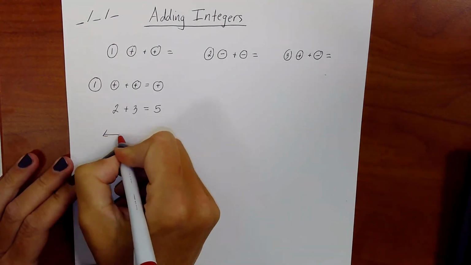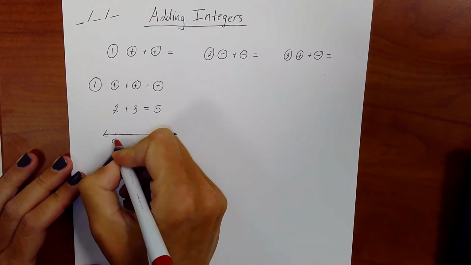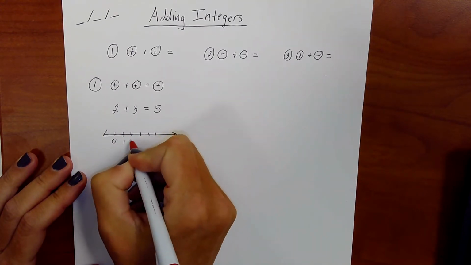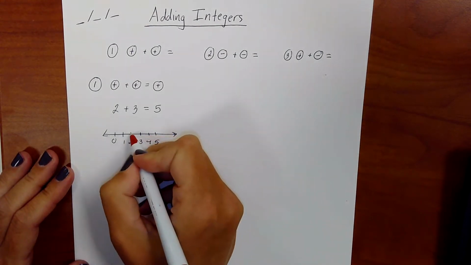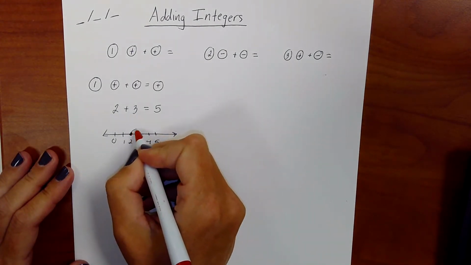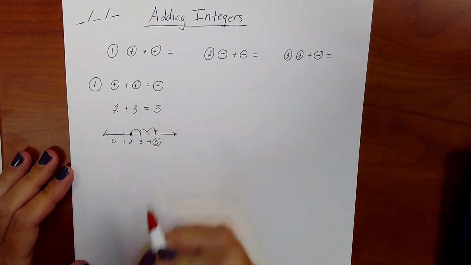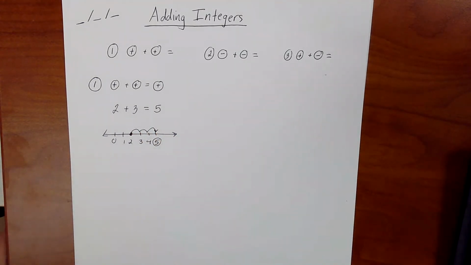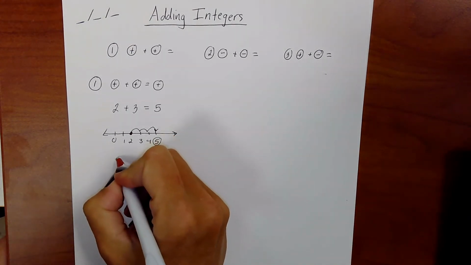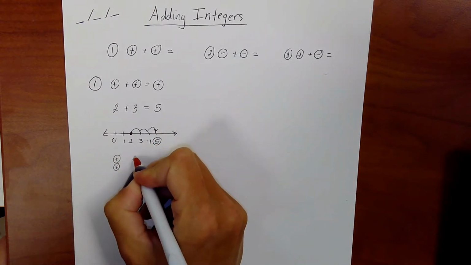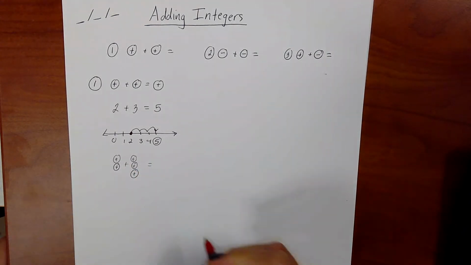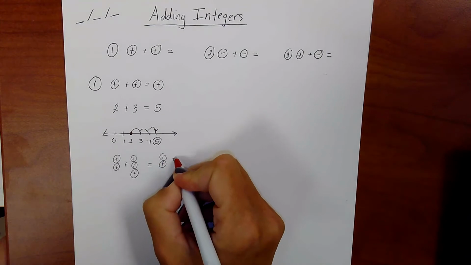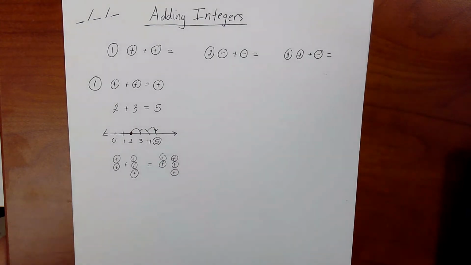Maybe some of you are thinking of a number line, right? Here's 0, 1, 2, 3, 4, 5. Yes, write this down. So if you start at 2, you go positive 3, you get to your answer. So that's one way to think about it. Another way is probably thinking about counting, right? So if you have 2 positive things and 3 positive things, add them together, what do you get? 5 positive things. So that's another way you could explain it.